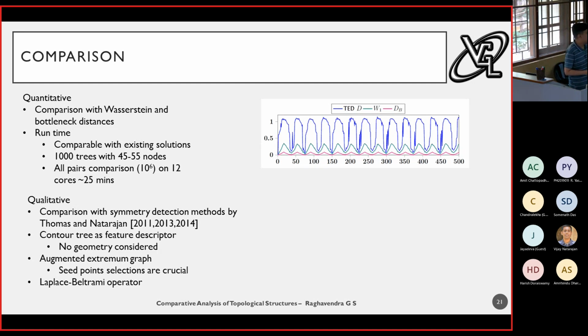In case of the Laplace-Beltrami operator, it's a geometric descriptor, as I have already told, and that also gives good results. Our results are somewhat comparable to all the results which we have here. In terms of running time, some of them run better than our comparison measure, and some of them run worse.